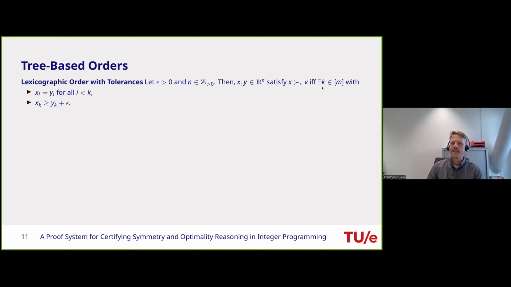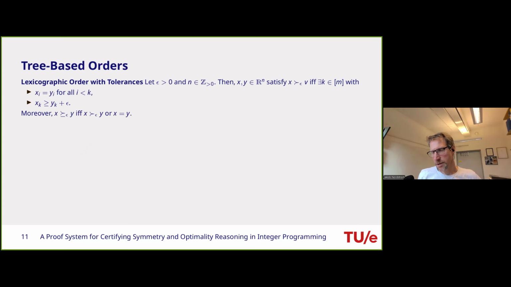there exists an index k in, and this should be an n, not an m, such that on the first k minus 1 entries, these two vectors are identical, but in the kth position, x is at least by epsilon larger than y. So it's in principle like a lexicographic order, but we here require that if the vectors differ in the first position where they differ, they need to differ by at least an amount of epsilon. And this is important that in the first they're exactly equal and then they differ by a noticeable amount.